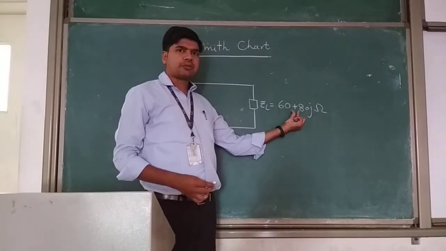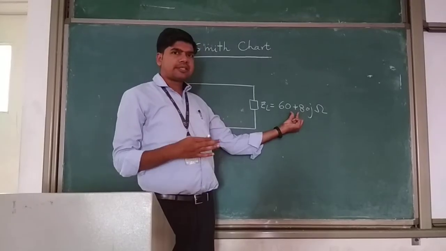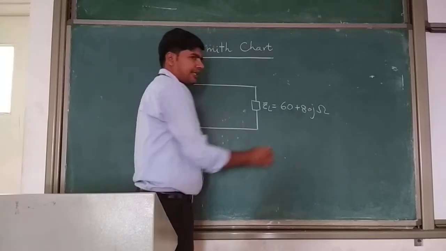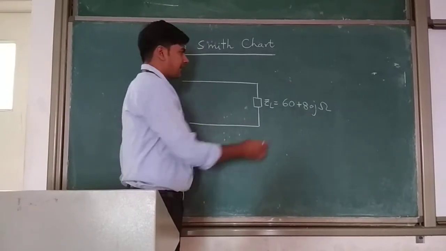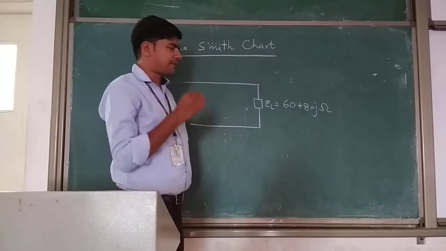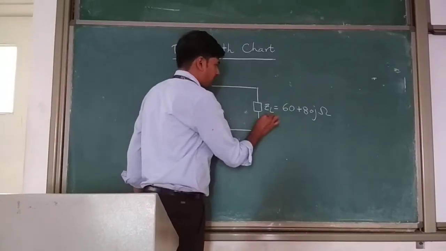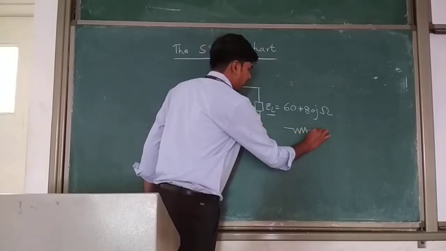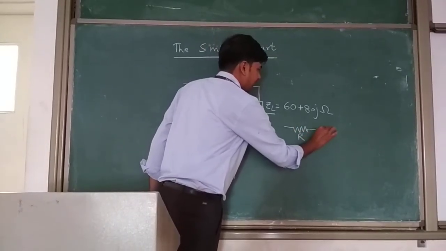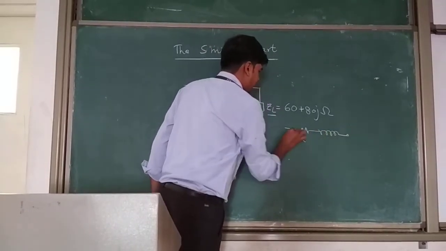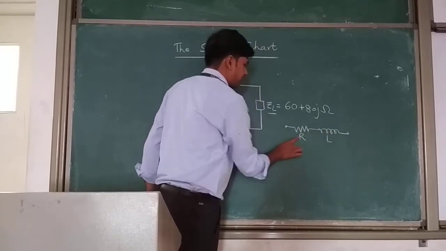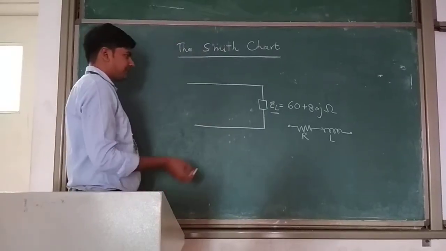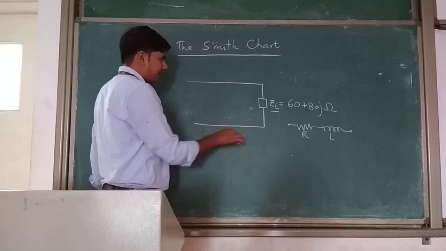And this plus sign shows whether the load is inductive or capacitive. Here it is plus, that means it is an inductive load. If it is minus, then it will be a capacitive load. If you want to draw an equivalent circuit for this load, it will consist of a resistor and an inductor. The corresponding values of this resistor and inductor you can find for a given frequency. Now come back to the problem.